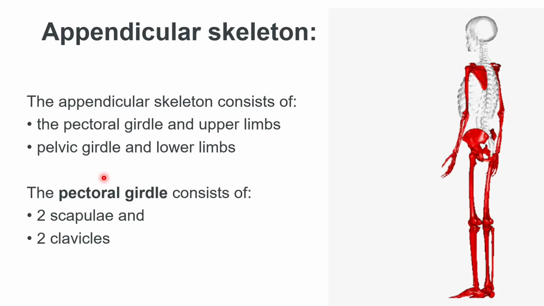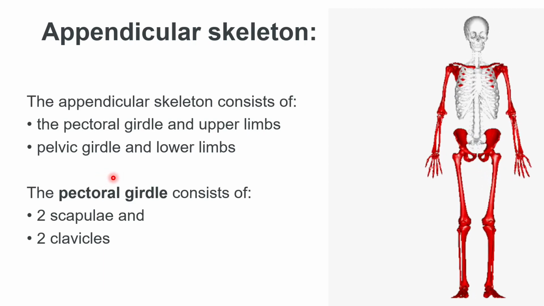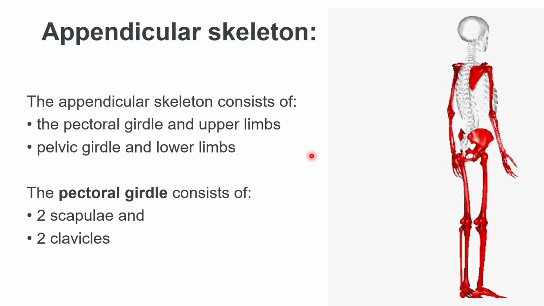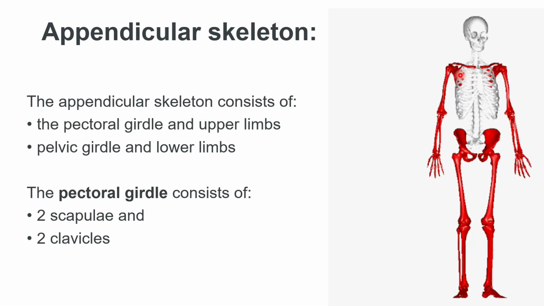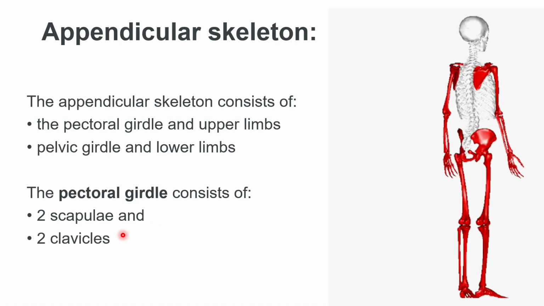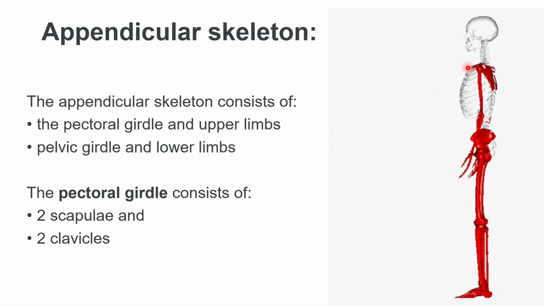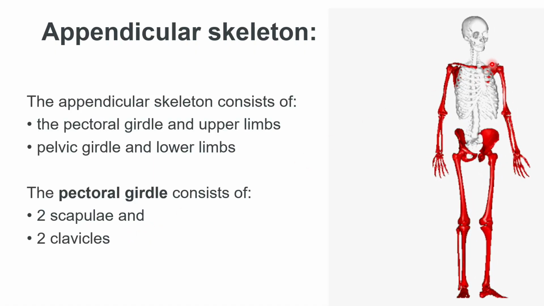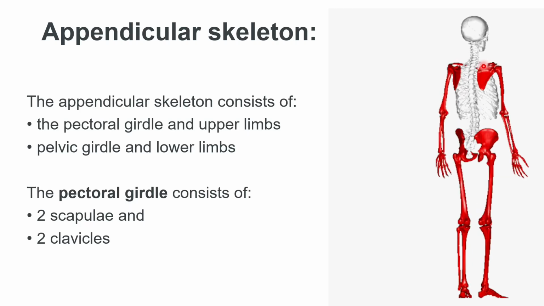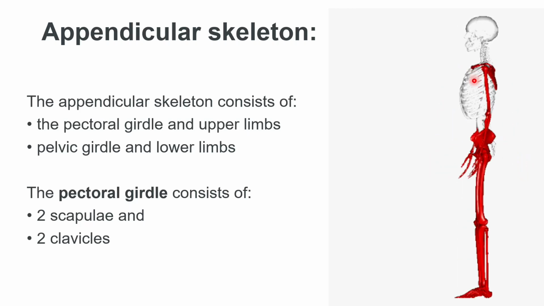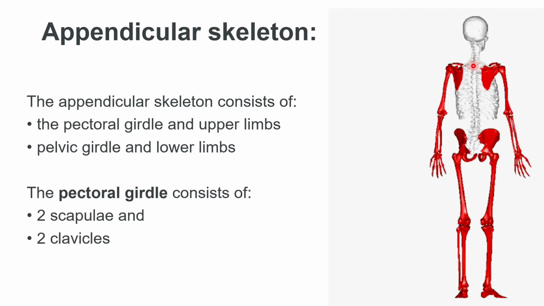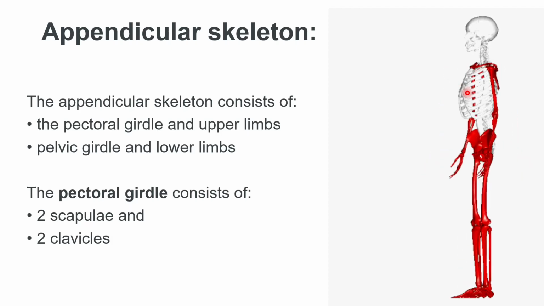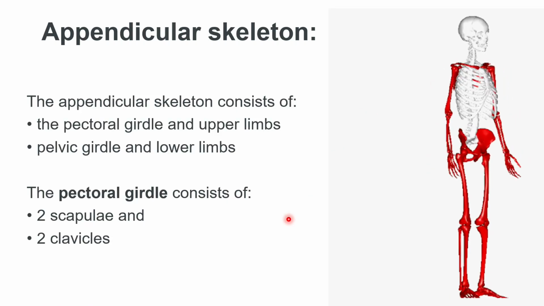The pectoral girdle consists of the scapula, that's that part right there at the back, and then the clavicles, which is the top part. The clavicles also play a role in protection of the lungs. The top part of the lungs is protected by these clavicle bones that you see here.